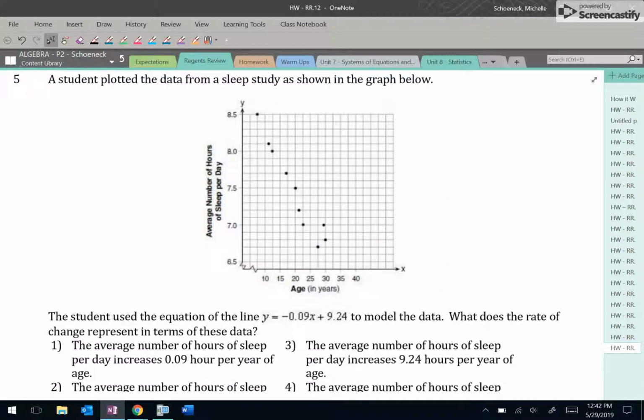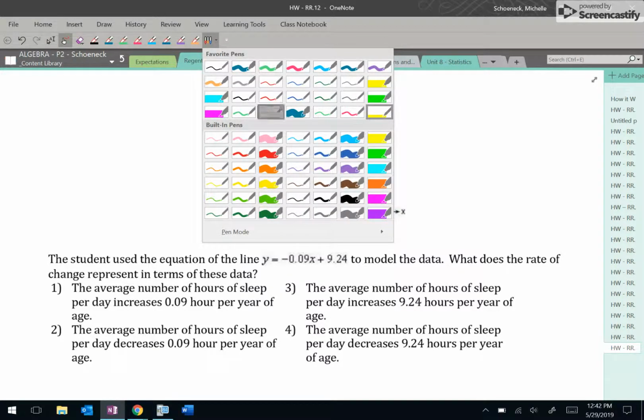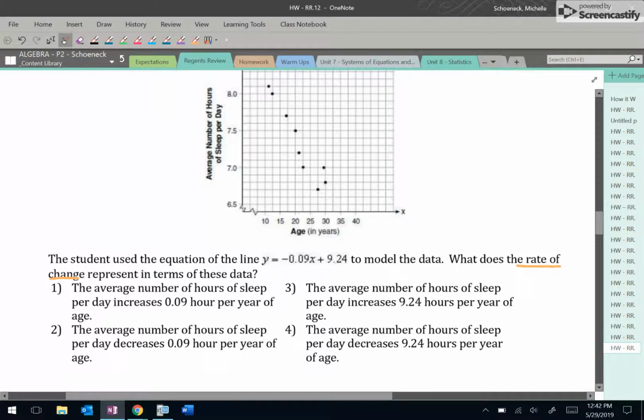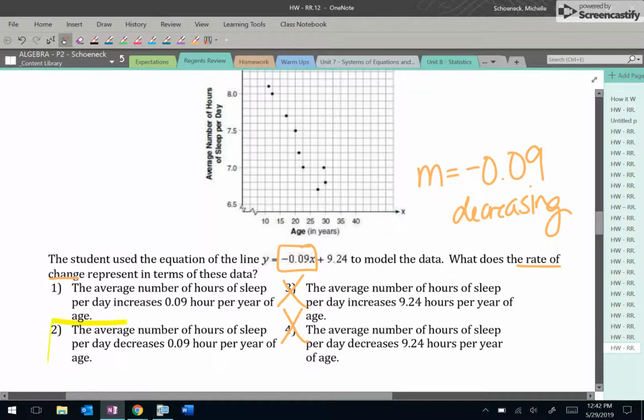Okay. Up next, the student plotted the data from a sleep study as shown in the graph below. The student used the equation on the line y equals negative 0.09x plus 9.24 to model the data. What does the rate of change represent? Okay, well, rate of change is my slope. All right, and my slope is connected to x. So my slope is equal to negative 0.09. So I'm going to go ahead and cancel out answer choices 3 and 4 because they are talking about increasing by 9.24. All right, now if it's a slope of a negative, that means we are decreasing or going down. So our correct answer choice is number 2.